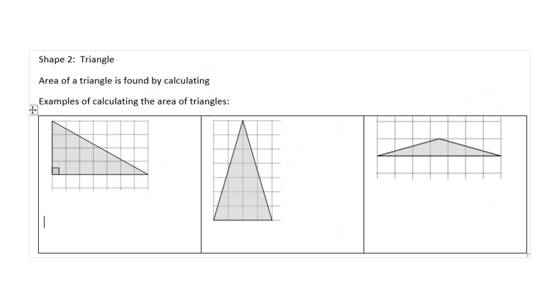Shape 2 is a triangle. I'm sure we're all pretty familiar with triangles. The area of a triangle is found by calculating 1/2 times base times height, which could also be rewritten as base times height, whatever that product is, divided by 2. Either way you want to do it, I'm going to stick with this particular formula because that's what's given to you on the SAT test.